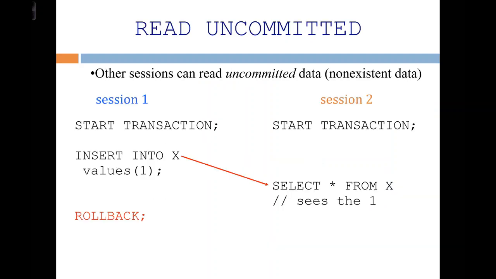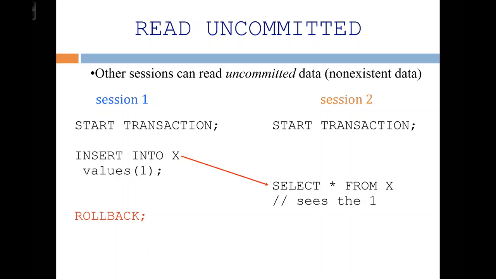Read uncommitted means basically that a transaction can read non-existent data, or data that is only temporary and has not been committed yet. So if we have two sessions here, they both start a transaction at the same time. One of them does an insert, and then the other one just does a select star. It will see the value that was inserted by the other transaction.